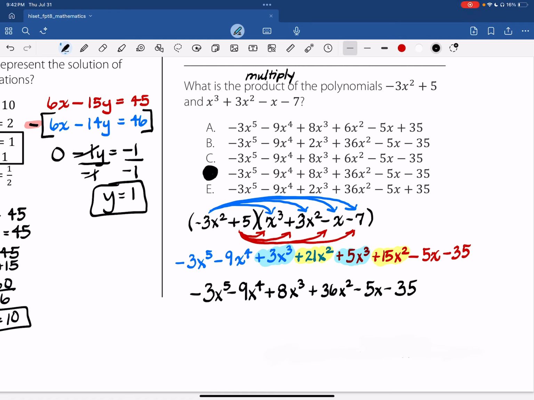This one is simply multiplying polynomials, but there's nothing simple about it. You have to be very, very careful that you don't lose signs or lose terms, and I'm not good at those. But this is your final answer, and it matches D, as in delta.